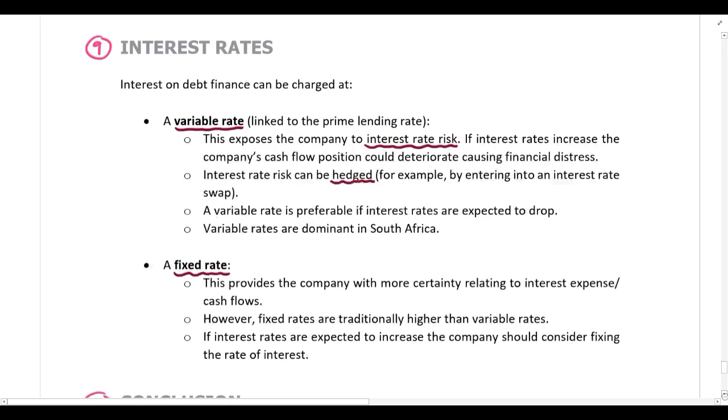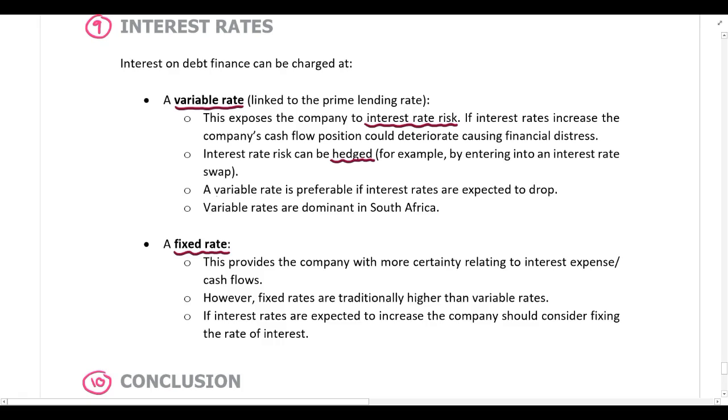Now, the benefit of a fixed rate of interest is this will provide the company with more certainty relating to their interest expense or their cash flows. So they'll be able to budget more accurately because every year they know exactly what their interest expense is going to be. So it doesn't matter if the prime lending rate changes, that won't have any impact on the company if their interest is charged at a fixed rate.